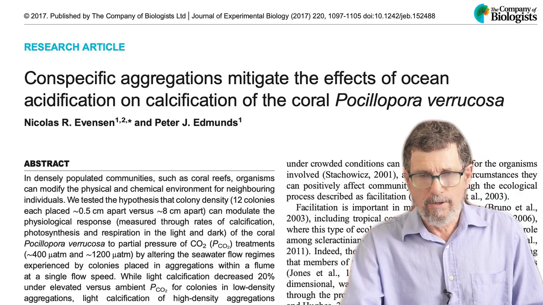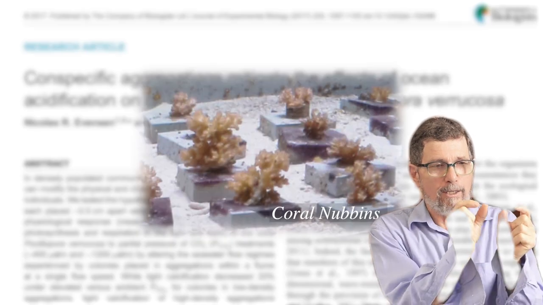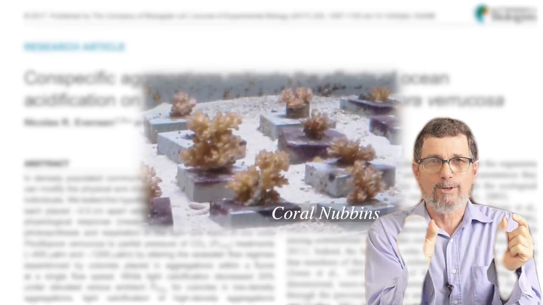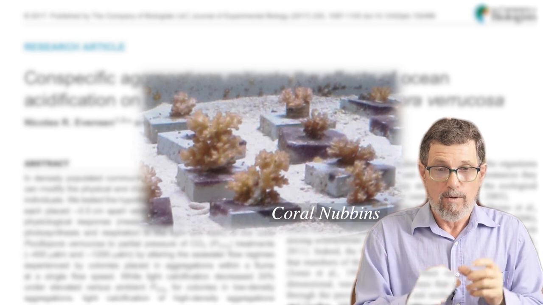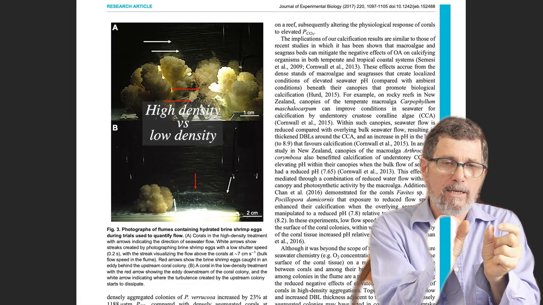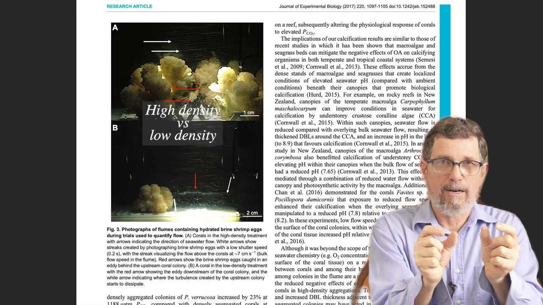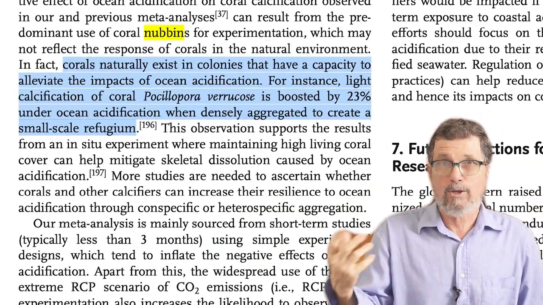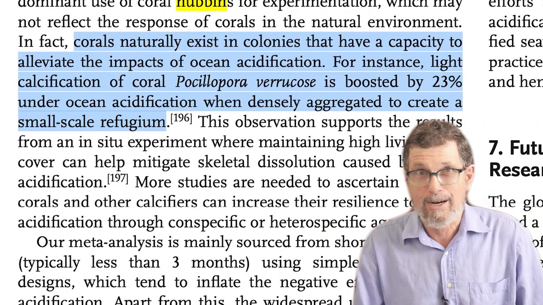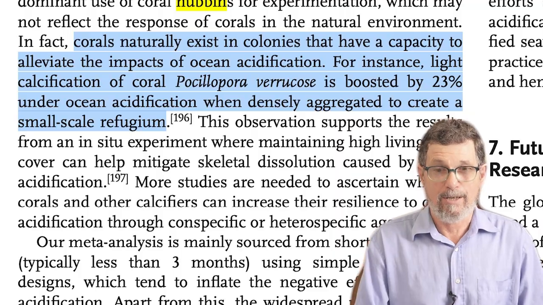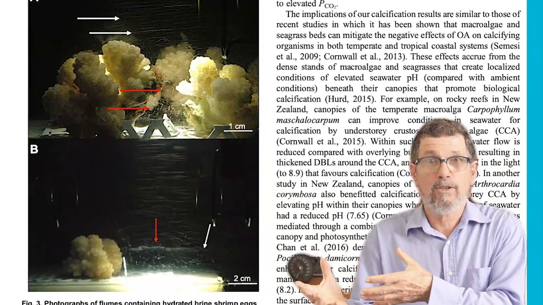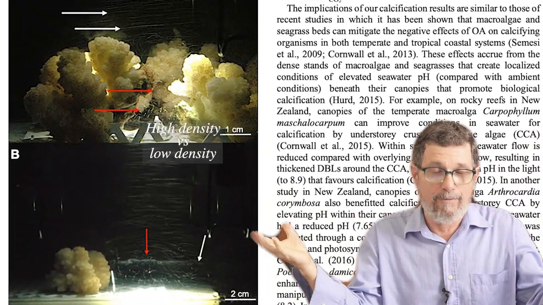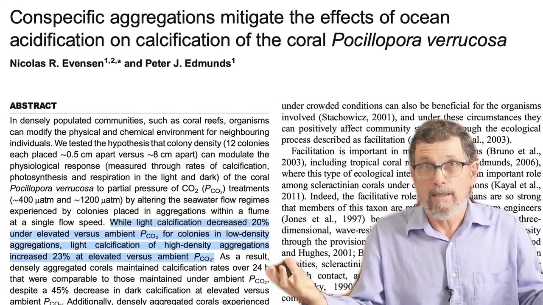For example, one group found that the spacing of the little coral nubbins that they used to do their experiments on was very important. If you put the little corals very close together and experimented on them, you'd get maybe a 23% increased growth rate due to a change in carbon dioxide level relative to if you'd space the nubbins further apart. Well, at least one group found that. So it's very, very complicated to do these experiments in a realistic way.